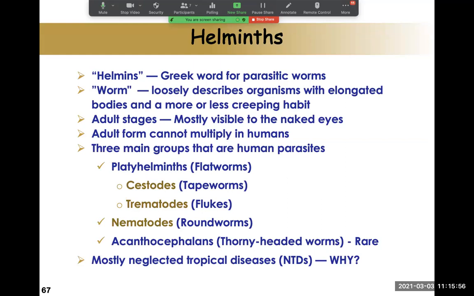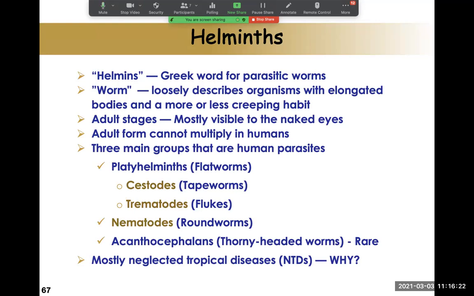helminths means parasitic worms. And most worms are very visible to the adult naked eye, so I don't need a microscope. But if I want to look for their eggs, I need a microscope, right? The adult forms cannot multiply, like they don't replicate like bacteria into one worm to two worms, but they can make a lot of offsprings. That's what it means by cannot multiply.